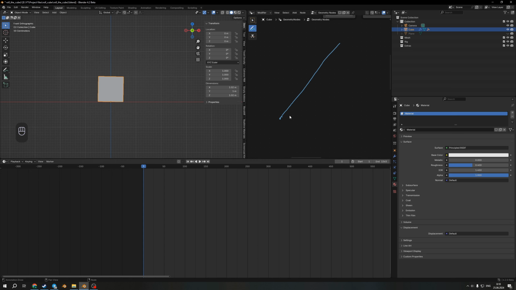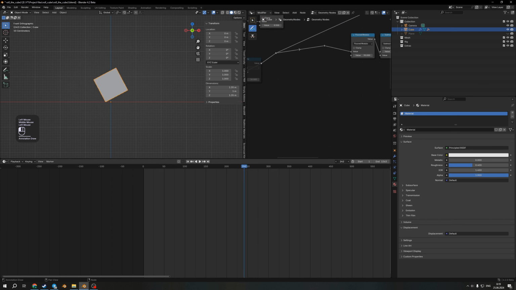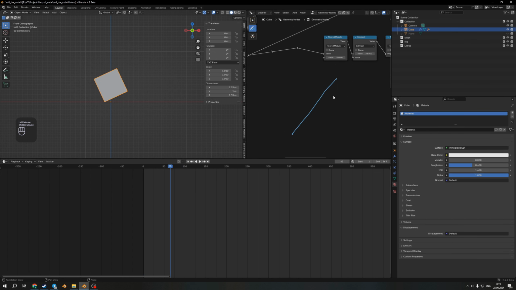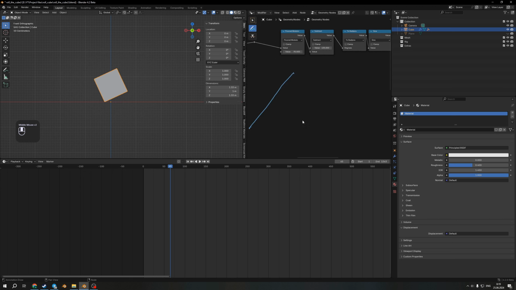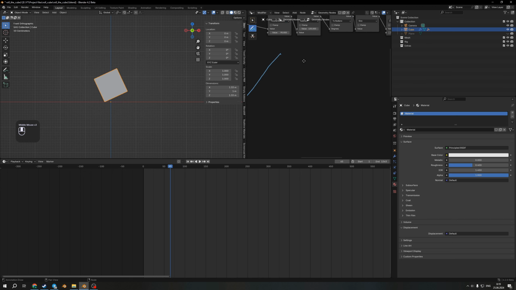So like on frame 1, that frame input gives us 1. On frame 90, it gives us a value of 90. So that's pretty simple, and what floored modulo does is separates it into those repeating lines. So at frame 89, we still get 89. At frame 90, we get 0.